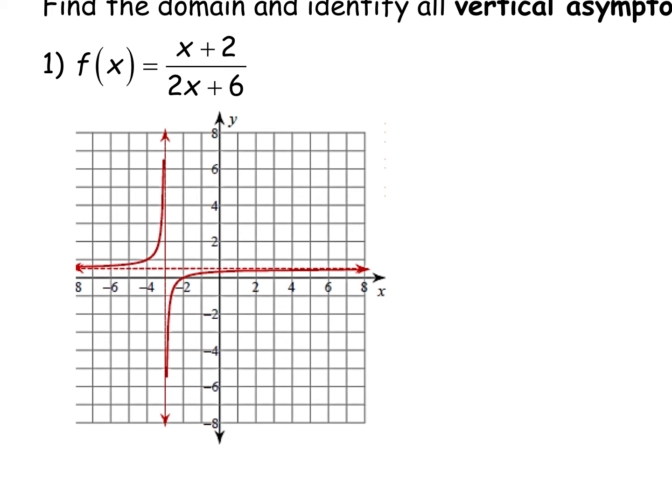So my domain, I have a graph, I can find my domain. My domain goes from negative infinity to negative 3, right there, and then from negative 3 to infinity. And my vertical asymptote is a line, the line x equals negative 3. That's it.